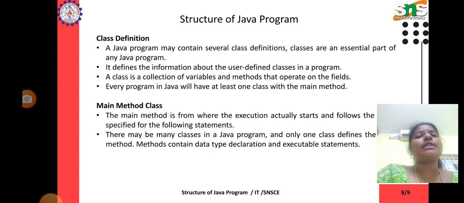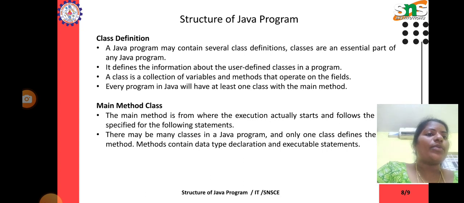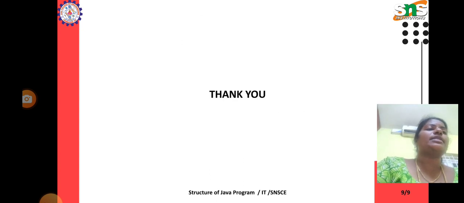Main method class. The main method is where the execution actually starts, and it allows the specified following statements. There may be many classes in a Java program and only one defines the main method. The method contains the data type, declarations and executable statements.